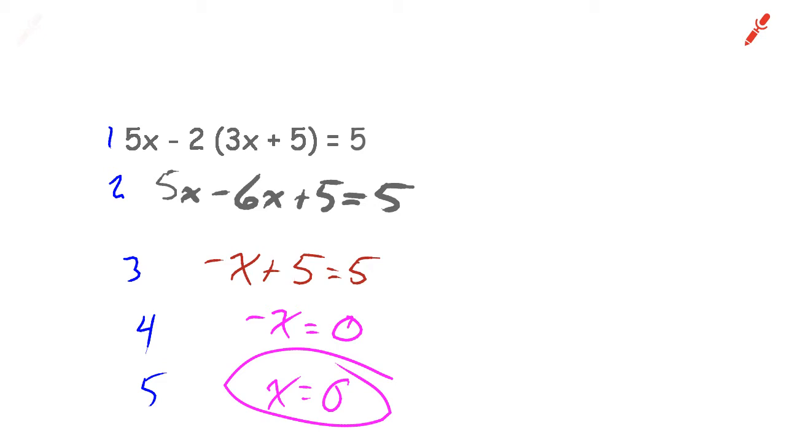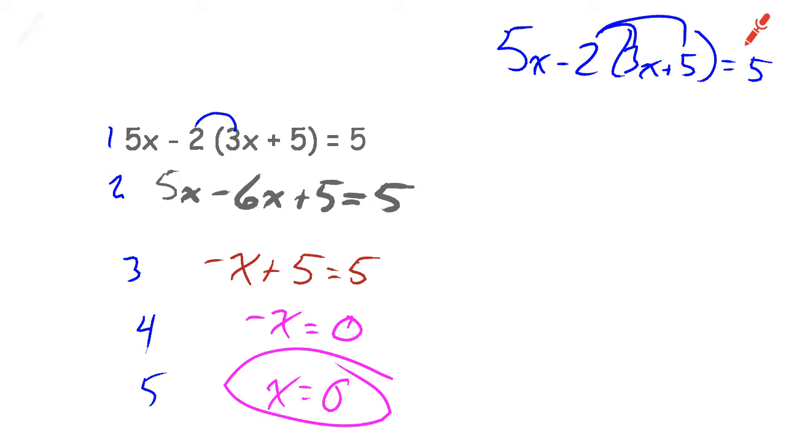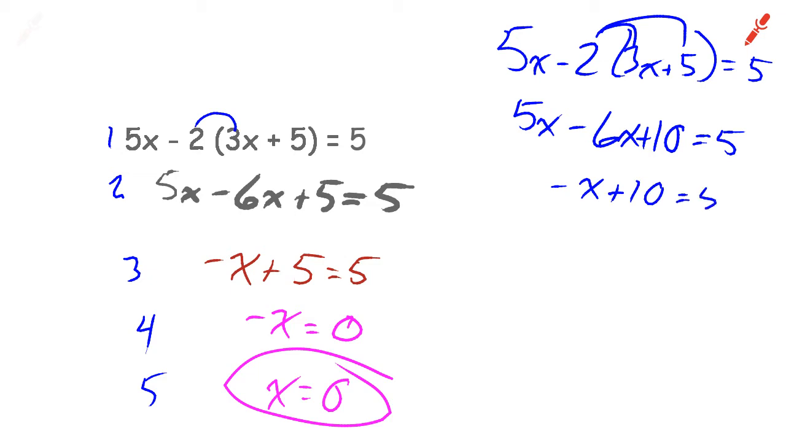Alright, so hopefully what you guys identified as the mistake was that when I distributed that -2, I only did it to the 3x. So over here, I'm going to write down the problem again, and I've got 5x minus 2 times 3x plus 5 equals 5. And I'm going to go through and actually distribute this. So I distribute the 2, and I get 2 times 3 and 2 times 5. 5x minus 6x plus 10 equals 5. 5x minus 6x is negative x, plus 10 equals 5.